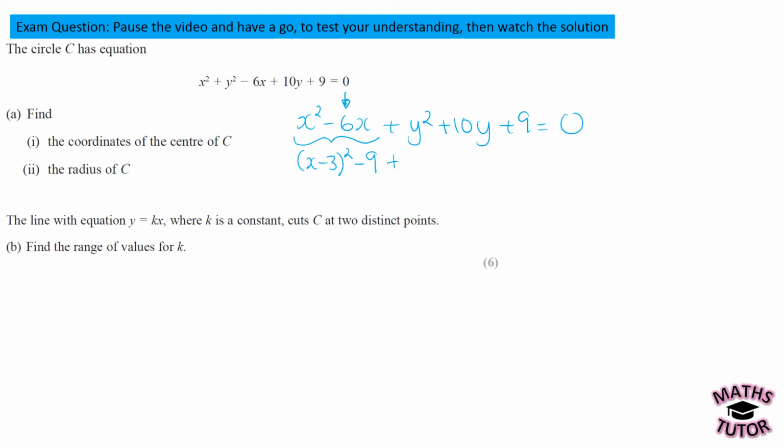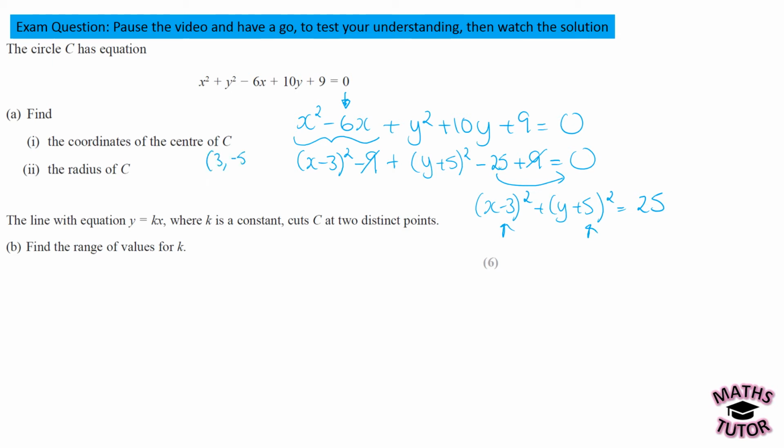And then do the same with the y, so it'll be y plus 5 all squared, take away 25, and then add on the 9, and then equal to 0. The 9s will cancel, and then all we need to do to put it in centre and radius form is take that 25 to the other side. So we've got x minus 3 all squared plus y plus 5 all squared is equal to 25, and then we can just read off the centre is going to be the opposite of those brackets. So the centre is (3, minus 5), and the radius is 5.